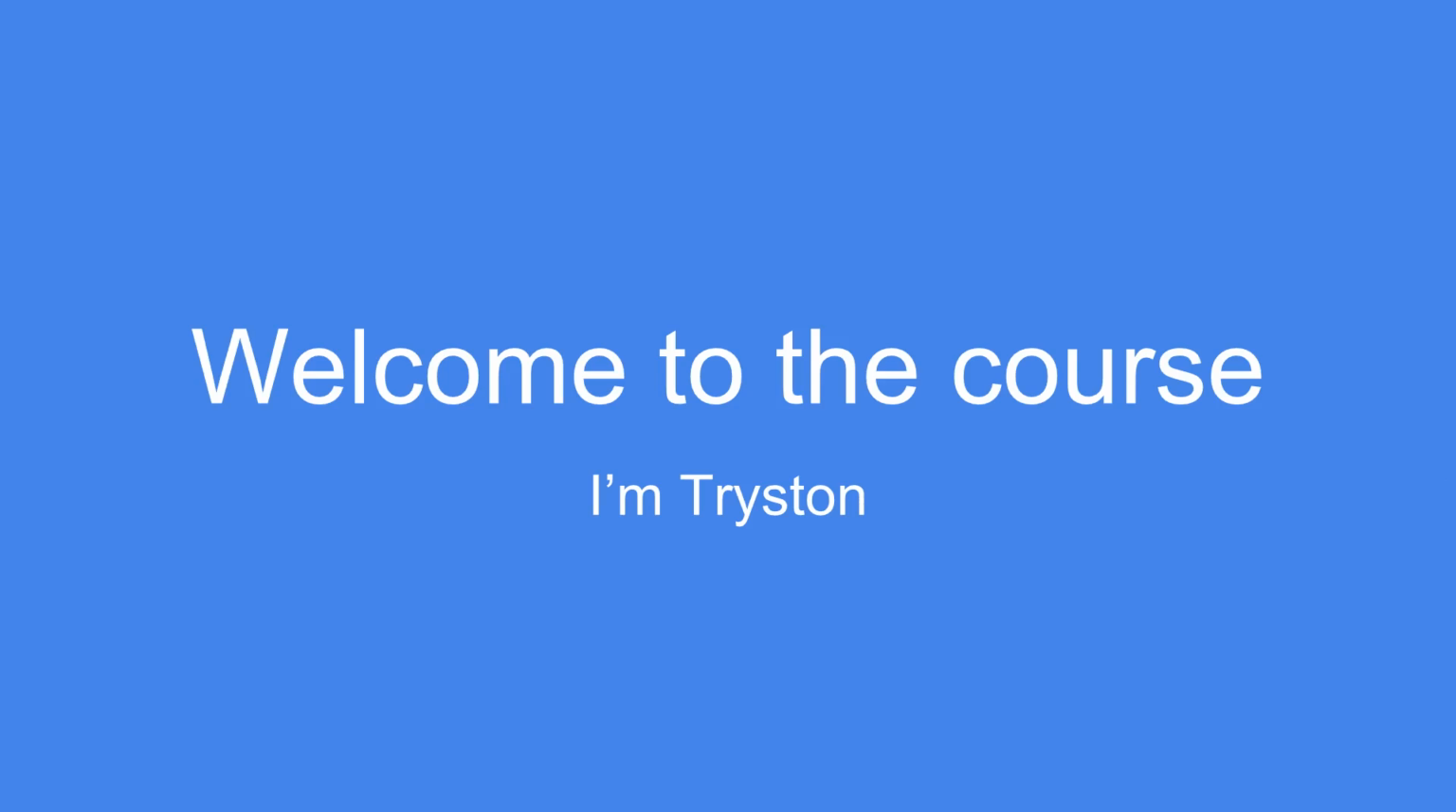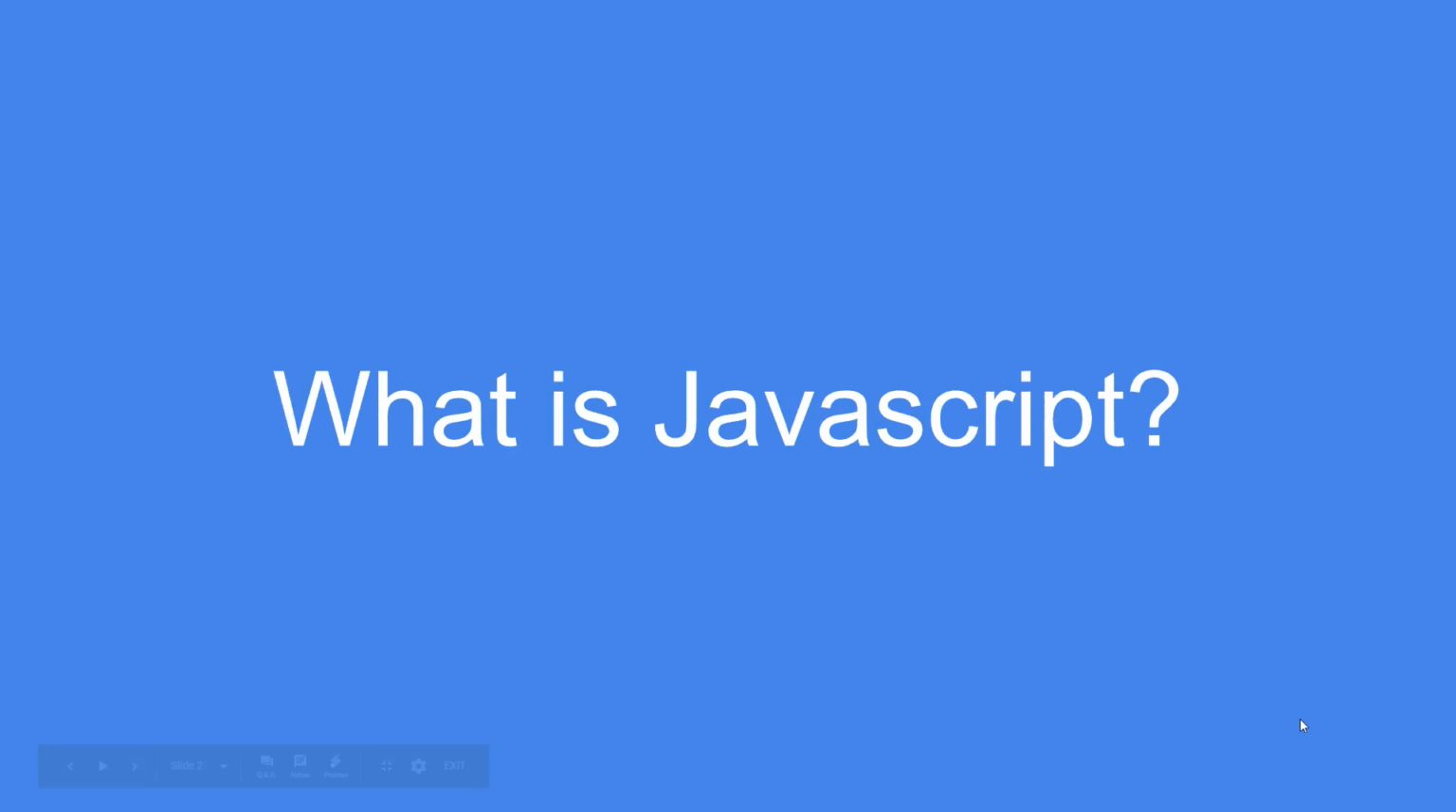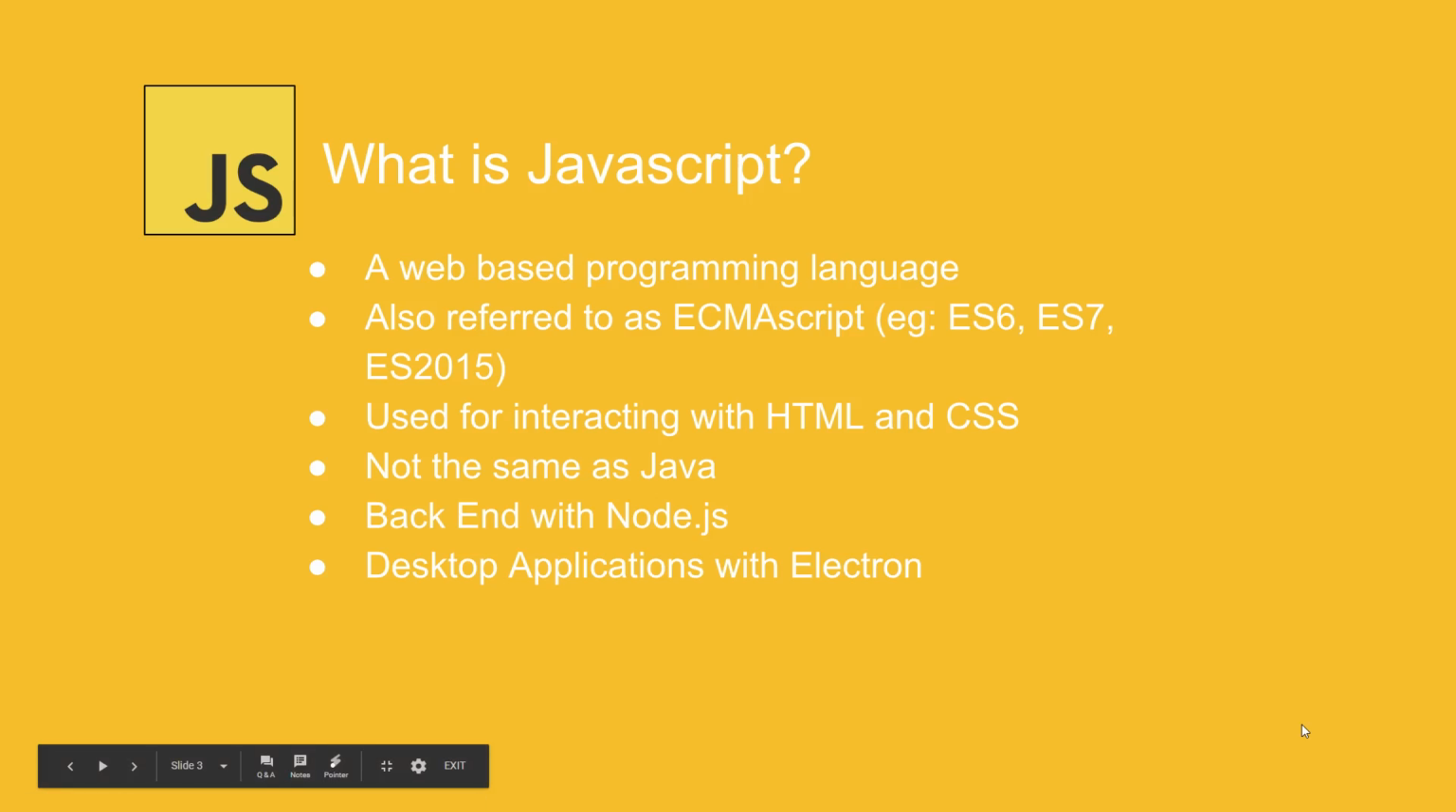So let's go ahead and get into what exactly is JavaScript. JavaScript is a web-based programming language. Pretty simple enough. It's also referred to as ECMAScript, like ES6, ES7, ES 2015. So sometimes you might hear like JavaScript ES7 syntax. That's a certain version of JavaScript.